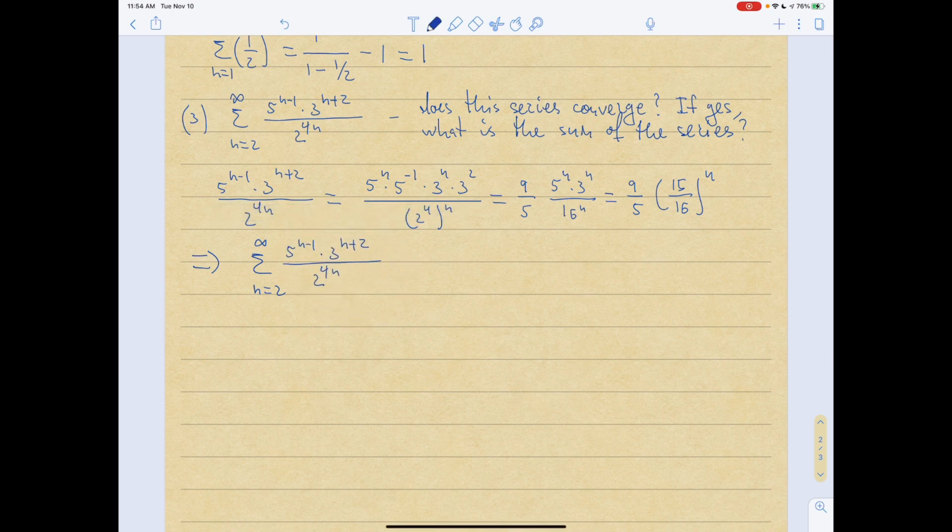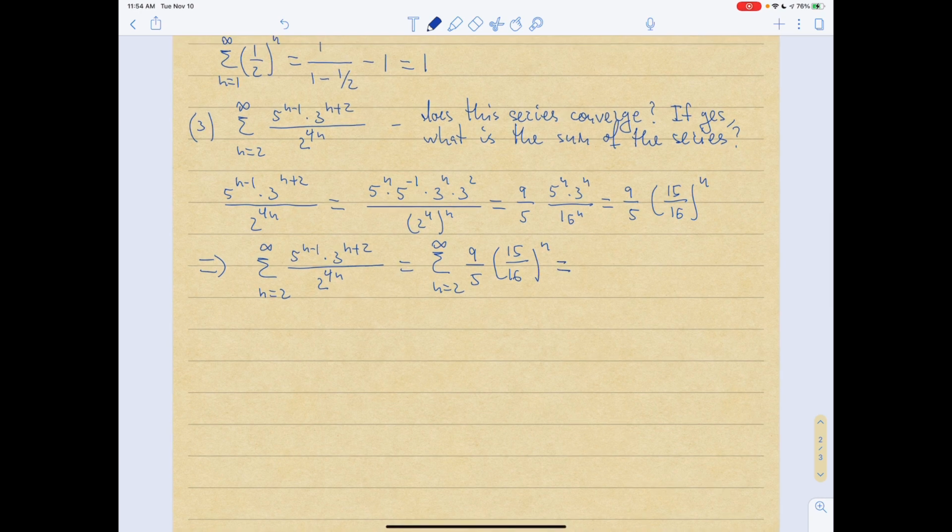This is the same thing as a sum from 2 to infinity of 9/5 times 15/16 to the n. Now, if you follow the proof above, or we will show this later on when we discuss properties of series, but I'm going to use that property right now.